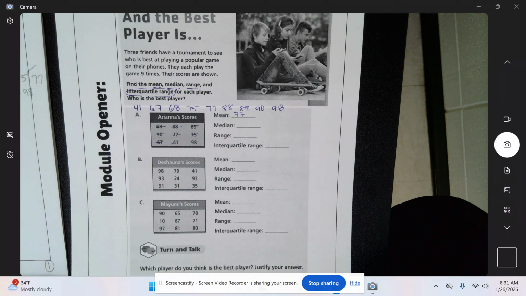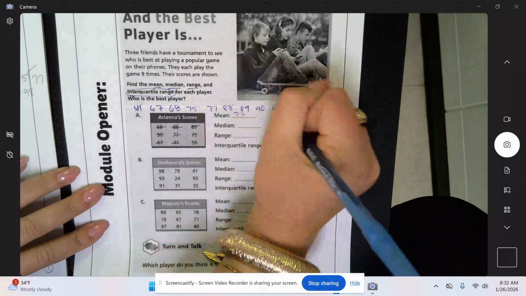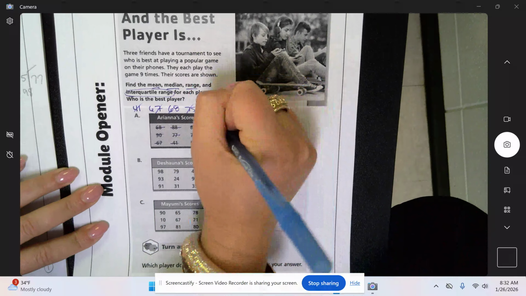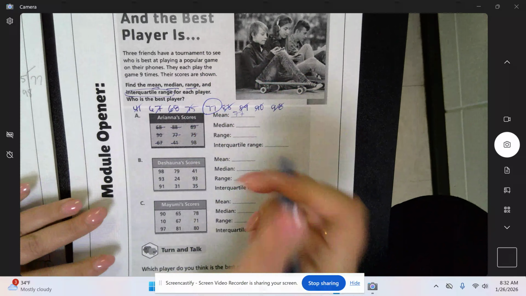Now, median, just like Ariel said, we go back and forth, back and forth, back and forth until you find the number in the middle. And we end up with, ding, ding, ding, 77.